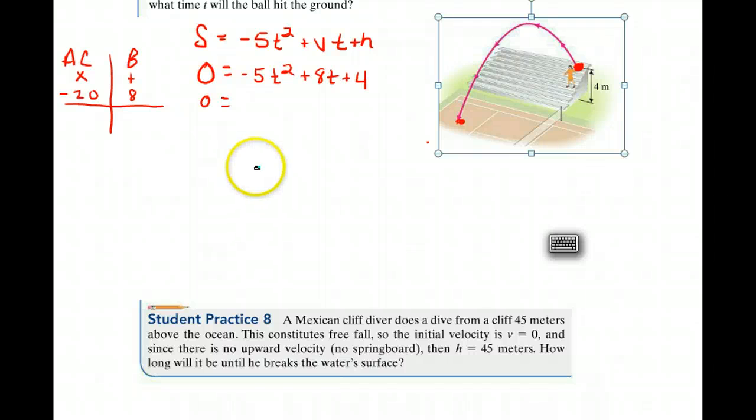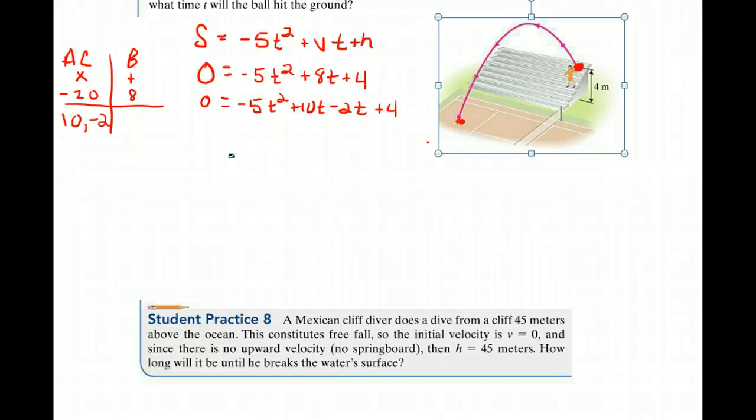At this point, you should have had an opportunity to solve this equation. To find the factors of negative 20 that will add to 8, you should have used positive 10 and negative 2. So we're going to take our middle term, our t term, and split that into 10t minus 2t and bring down everything else. So we've brought down the 0 equals negative 5t squared. I split my 8t into 10t minus 2t, and I brought down my positive 4.